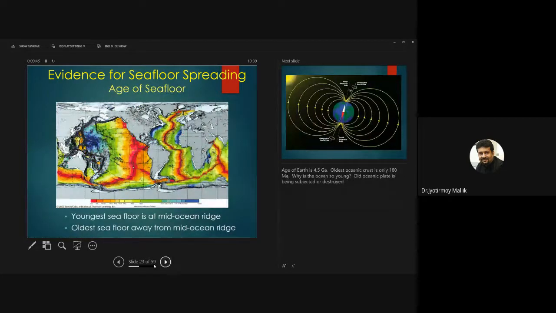So this is what we have just talked about. These are the seafloors being shown here, and the color represents age. The hotter color, like red, represents younger age, and the cooler color represents older age. As you can see, the youngest rocks are close to the mid-oceanic ridge, and as you move away from the ridges, the oceanic crust becomes older, and at the farthest point we have the oldest oceanic crust.